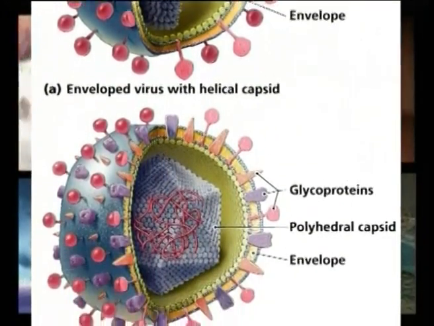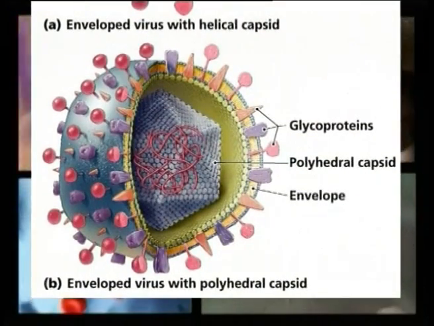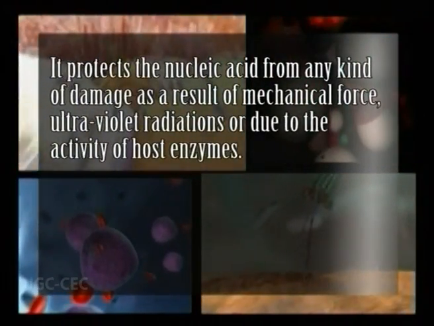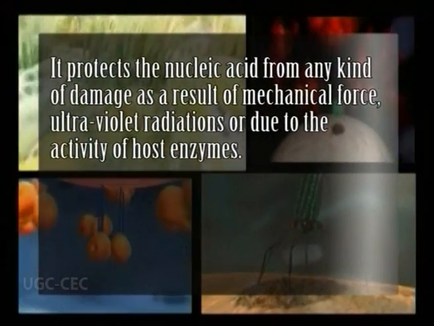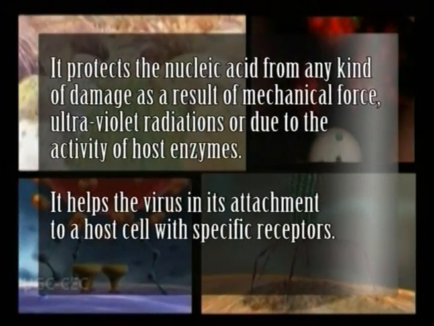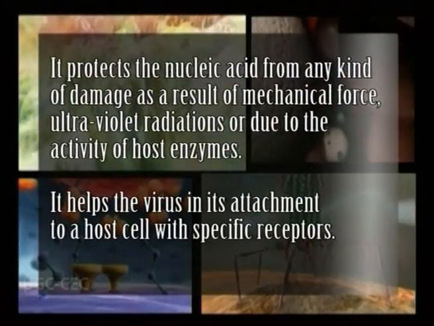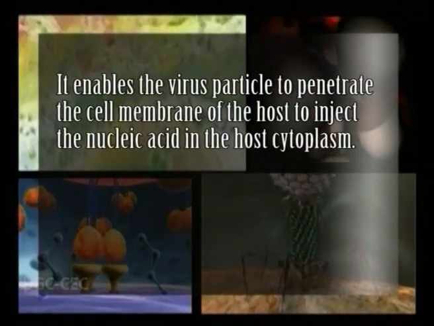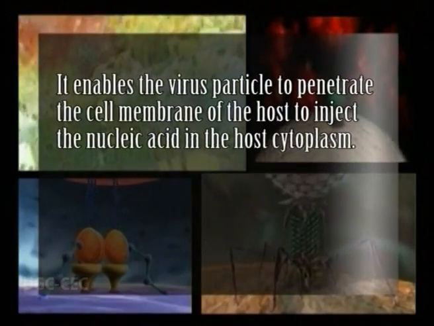The capsid performs the following functions in a virus particle. Number one, it protects the nucleic acid from any kind of damage as a result of mechanical force, ultraviolet radiation, or the activity of host enzymes. Number two, it helps the virus in its attachment to a host cell with specific receptors. It enables the virus particle to penetrate the cell membrane of the host to inject the nucleic acid into the host cytoplasm.